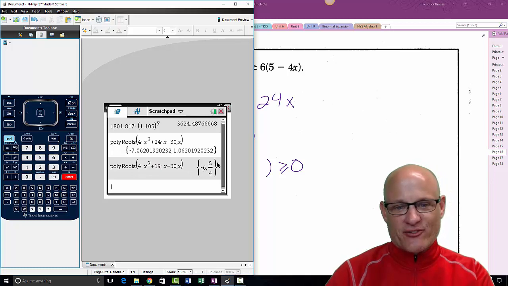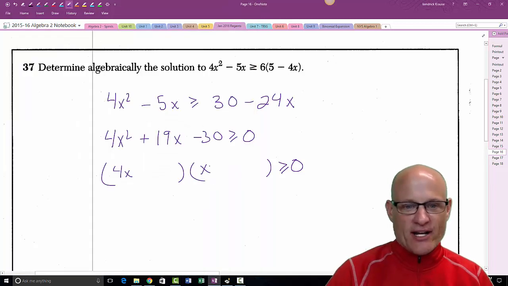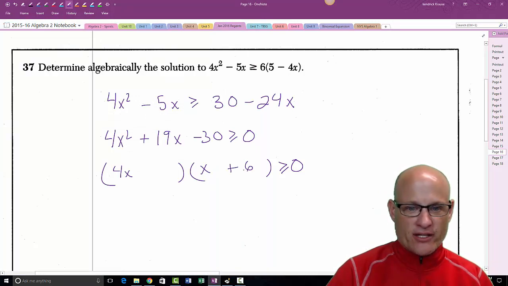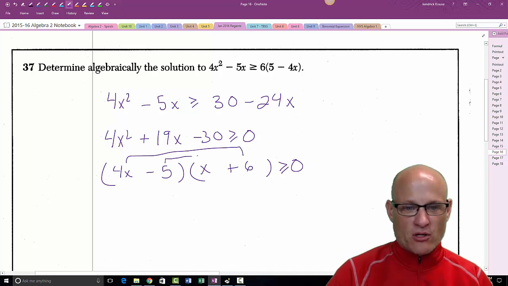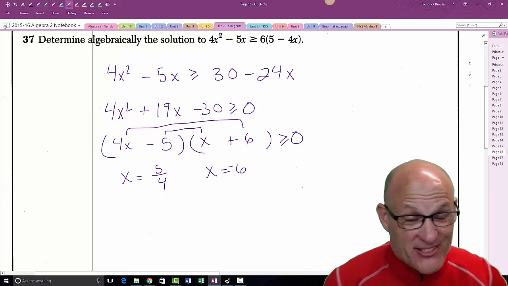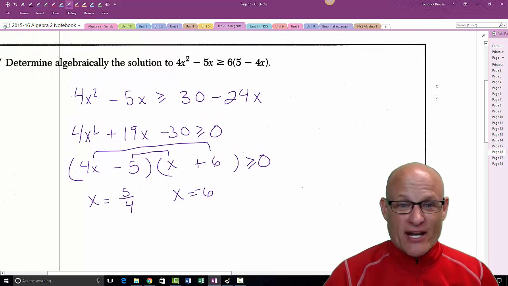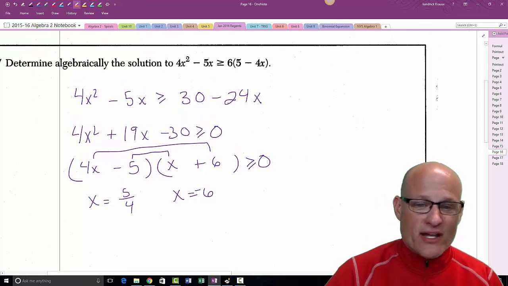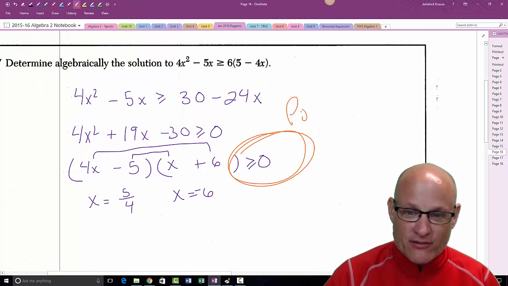So there's my answers, negative 6 and 5 fourths. So I know it's got to be plus 6 and minus 5. Let's see. That's positive 24 minus 5 is 19. So I get my two answers, x equals 5 over 4 and x equals negative 6. Well, I'm not done. This is a four-point question, kids. You got to remember that greater than 0 means positive.